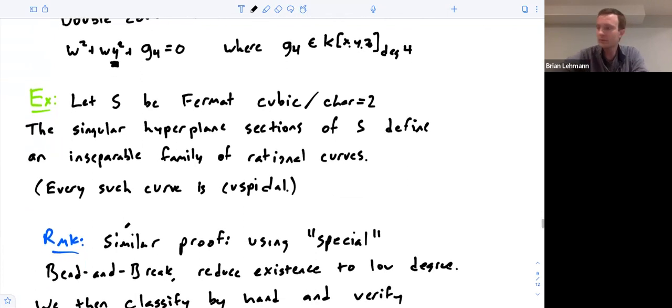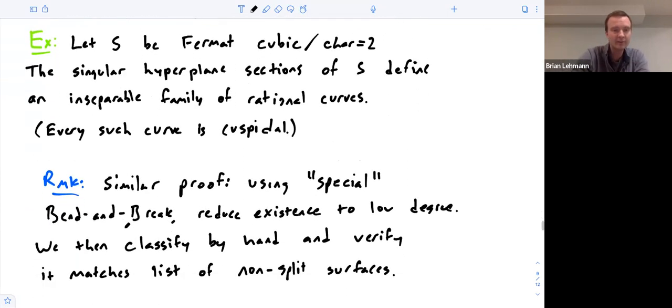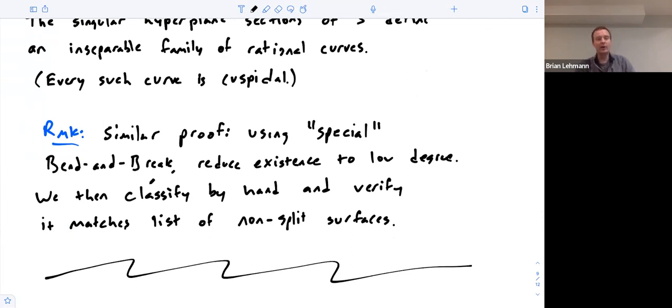Okay, and in any case, we have some very explicit list of the surfaces with this type of pathology. Just for the sake of time, let me maybe skip this example. So I wanted to just remark that the proof is very similar. We use this special bend and break where we force our curves to go through general points, like one less than the maximal possible number of general points. And using this special bend and break, we can reduce the existence of non-separable families to low degree. And then once we reduce to low degree, we can just classify them by hand and then check that it matches the list of non-split surfaces.